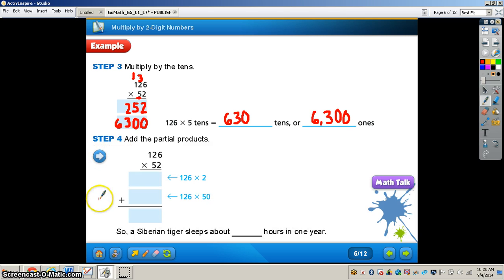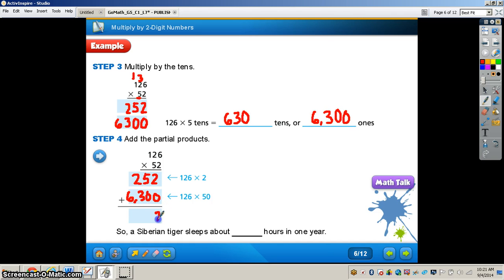Okay, now the next step, what we need to do is add the partial products. So we had 126 times 2. We know that gave us 252. 126 times 50 gave us 6,300. So we add both partial products together.